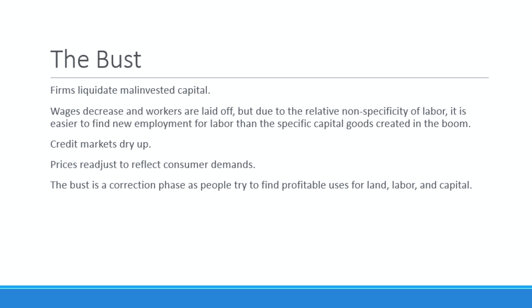Credit markets dry up, so there's more uncertainty. We could have what's called a secondary deflation. It's based on, as Salerno calls it in his article, an entrepreneurial malaise that occurs because there's all this extra uncertainty due to capital values dropping and the recession and all the unemployment. So we might see this reluctance for lending to pick back up as a result. And we also see prices readjusting to reflect consumer demands.